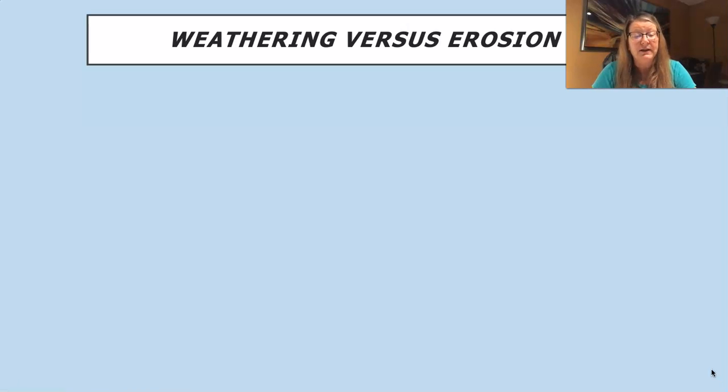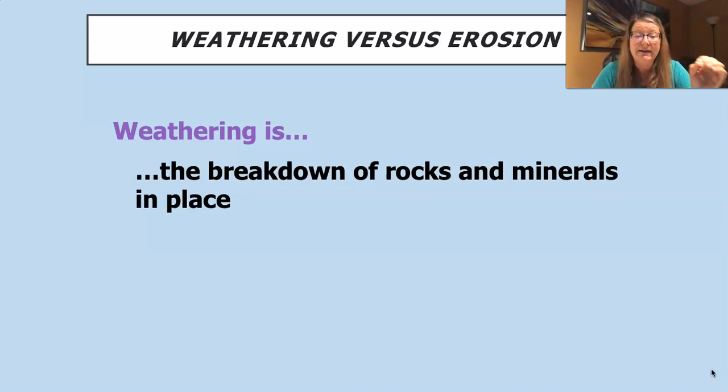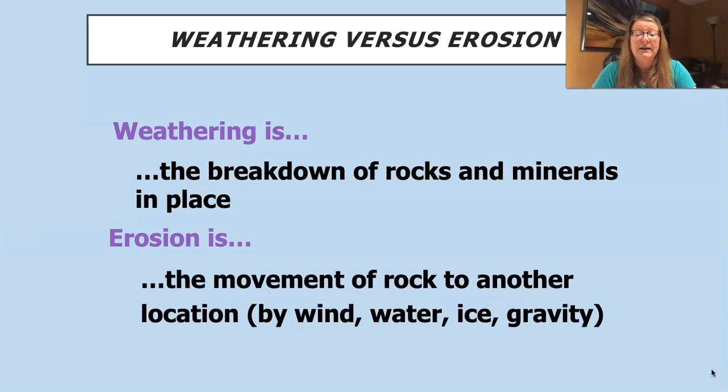Now, erosion is a different term. Weathering, as I just said, is the breakdown of rocks and minerals in place, either chemically or physically. Erosion, on the other hand, is taking those broken pieces, that weathered product, and moving it to somewhere else, either by wind, water, ice, or gravity. And so you're going to learn about erosion as well in the next video.